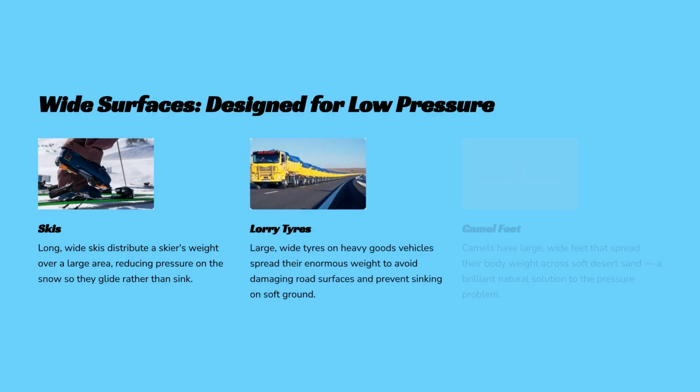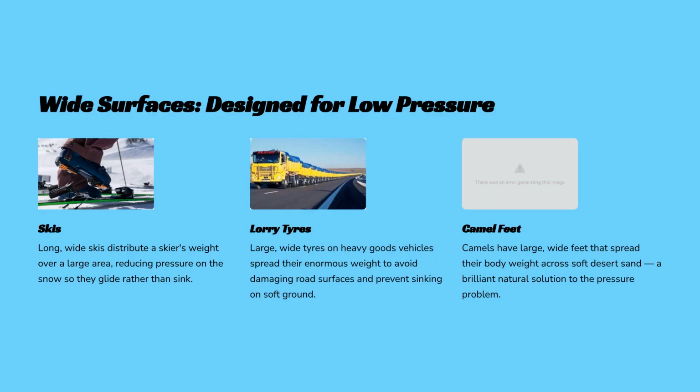Skis, lorry tires, and even a camel's feet distribute weight over a large area. This reduces the pressure exerted on the surface, preventing the object from sinking into soft ground or snow.